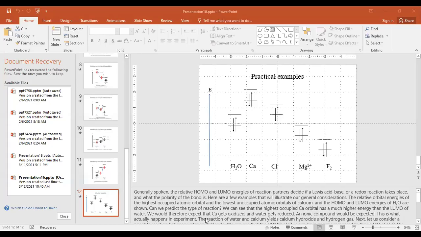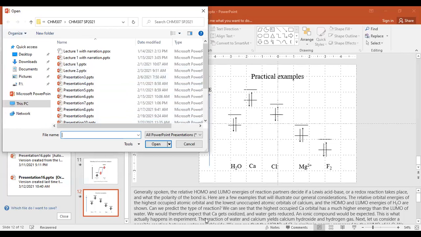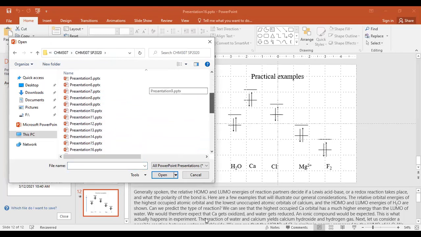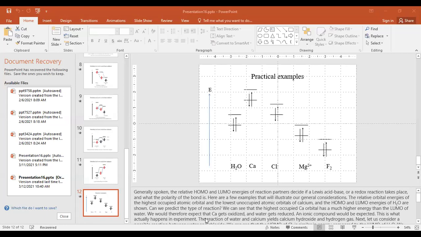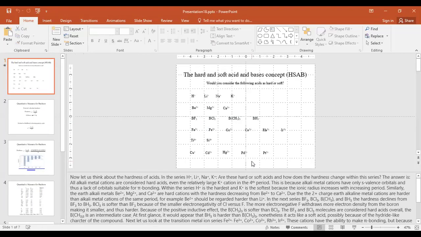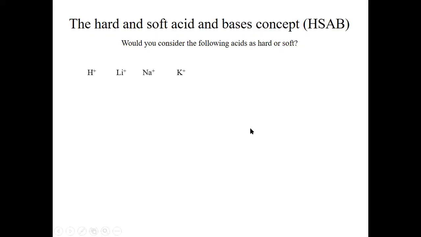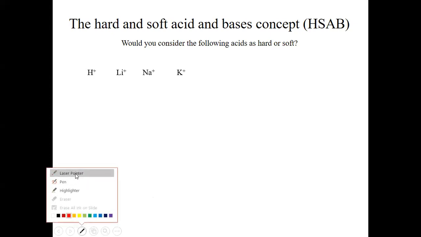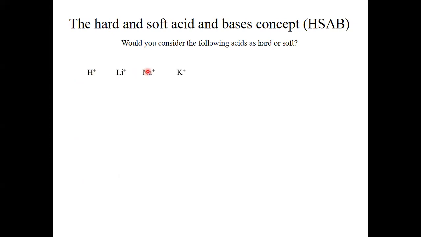Okay, so we still have a little bit of time, so we can also discuss a few examples of Lewis acids. Let me just bring up the next PowerPoint presentation here. So now we see here a series of Lewis acids. So that's a proton, lithium, sodium, and potassium plus. So would you consider these as hard acids or soft acids? And what would be the change of hardness within the series?